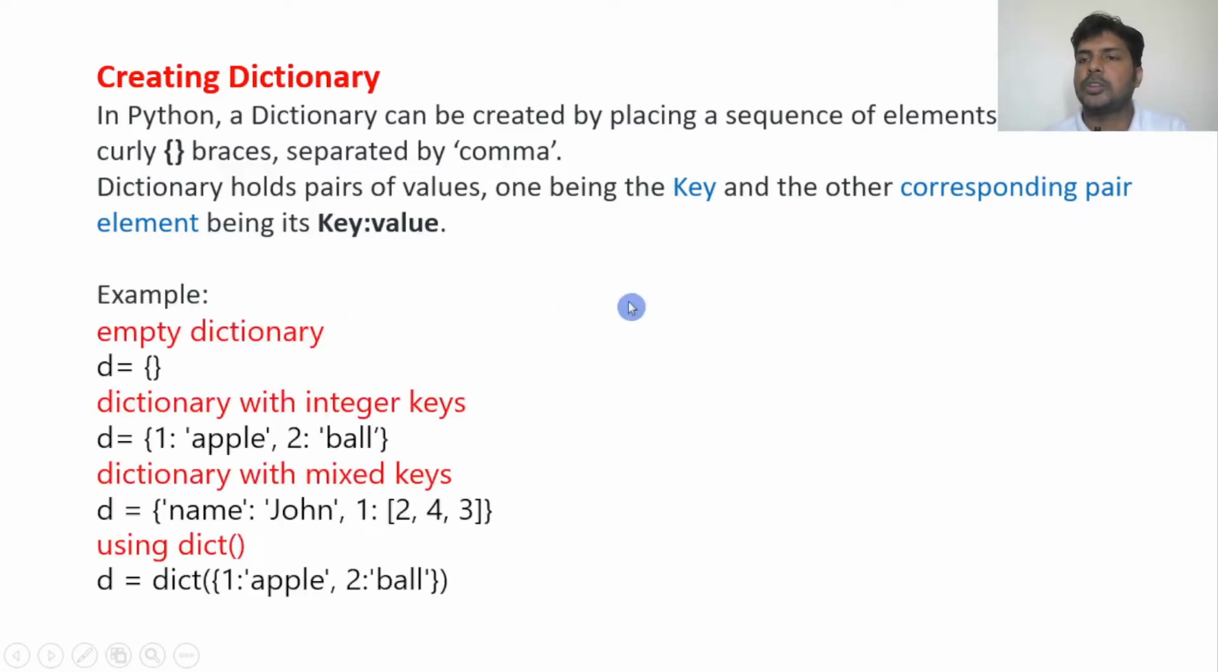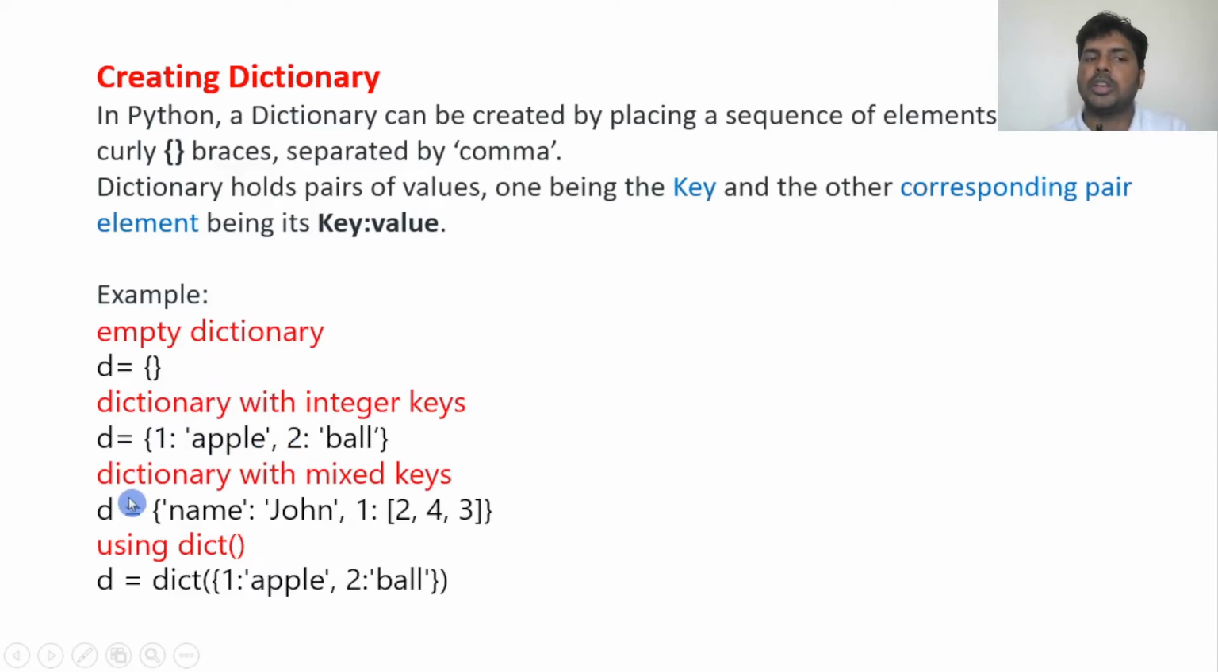So I have taken four examples to show how differently I can create a dictionary. One, an empty dictionary. Second, a dictionary with integer key values. You can see here, the first one is a key, right? Here one, here two. These two are integers, so I have created a dictionary which contains integer values.